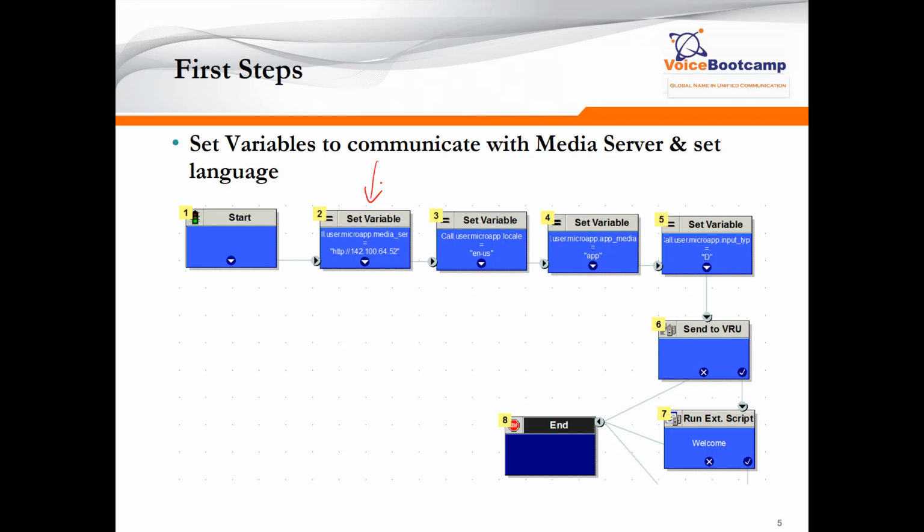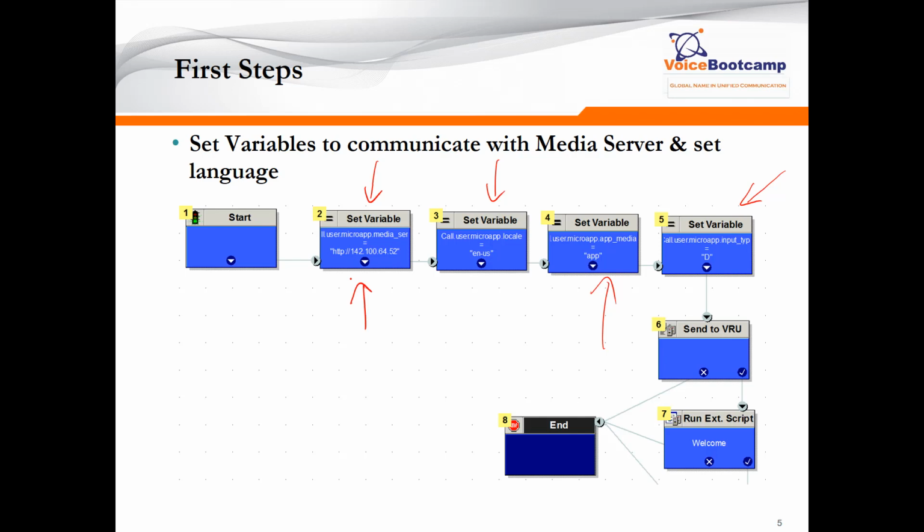The first thing we do is define the IP address of your media server. This is where the prompts are located, using the micro app media server. If you're not familiar with some of these variables, please take a look at our earlier labs from our study kits, which will explain how to develop a script from ground zero. Next, we set up the language, followed by the subfolder where my media prompts are located. And then we define the input type, whether it is DTMF or text-to-speech.